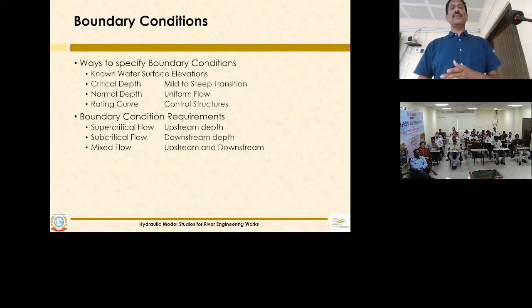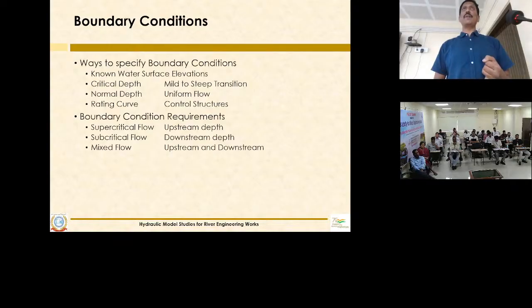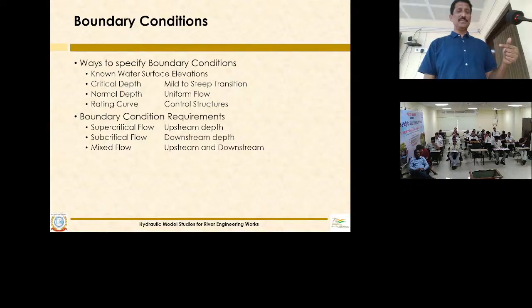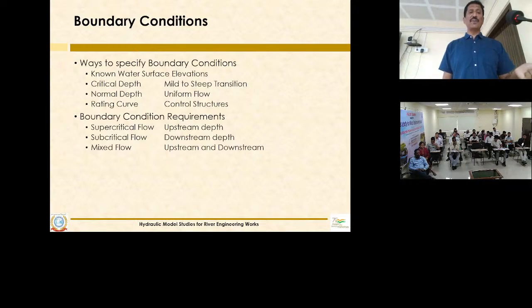And boundary conditions: how to specify them? The boundary conditions generally available to you start with a known water surface. This is the best boundary condition we can have, because you have gone to the site and measured the water level for that particular depth. That is the best condition. Second is the normal depth. It is computed based on uniform flow, and you know the limitations of uniform flow. So normal depth is the second best option.